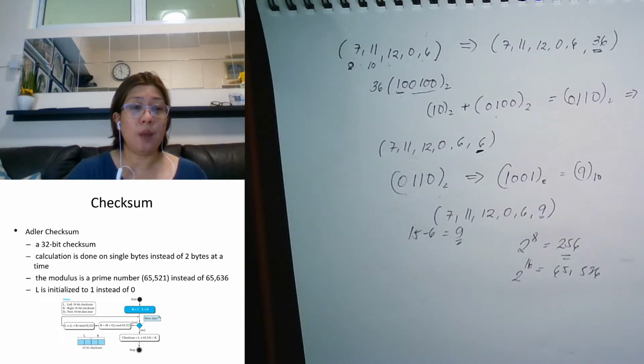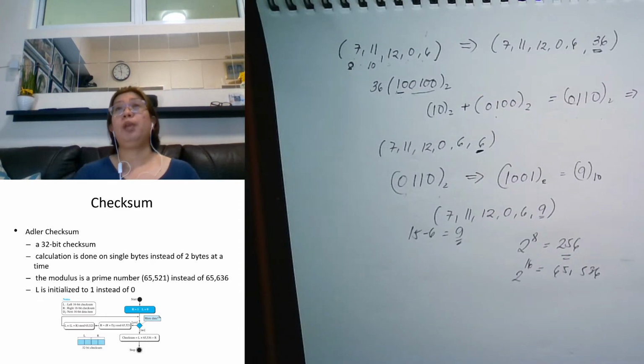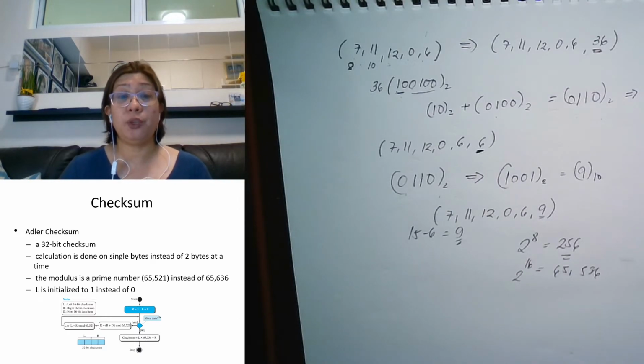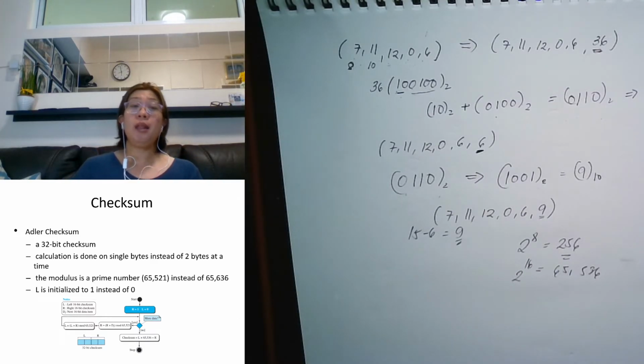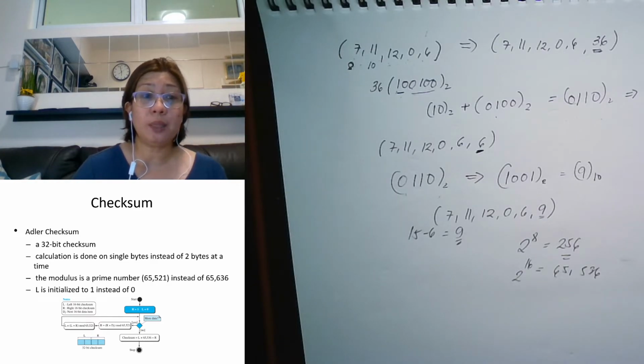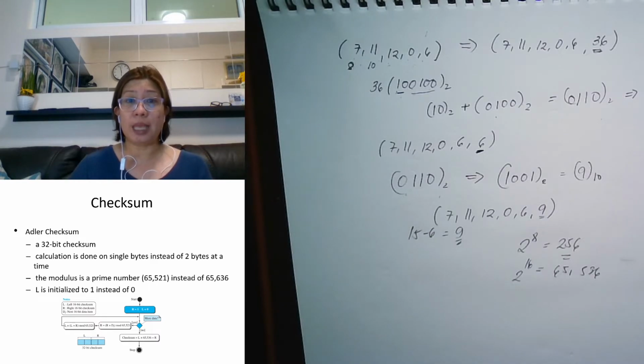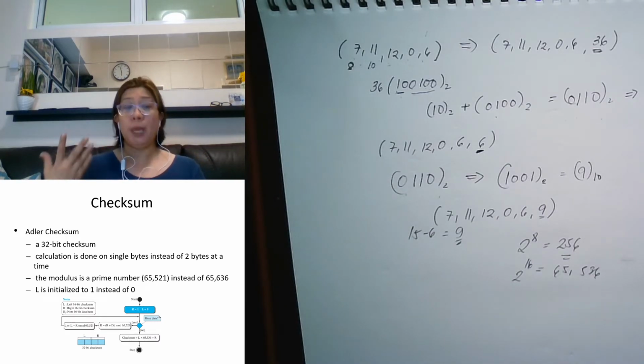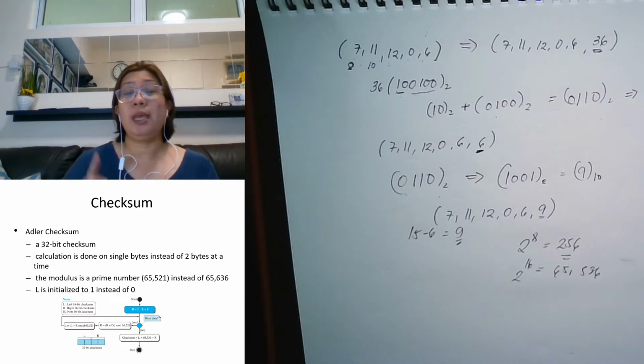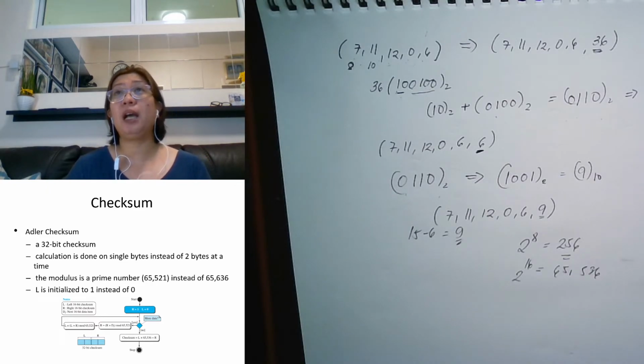Okay, so in the Adler checksum, the figure shows a simple algorithm in flowchart form. An Adler checksum is a 32-bit checksum. Somewhat, this is similar to a 16-bit Fletcher with three major differences. So what are those three major differences? Number one, the calculation is done on single bytes instead of 2 bytes at a time.